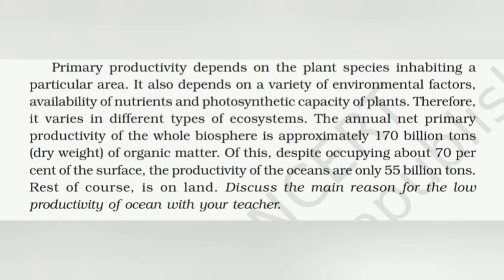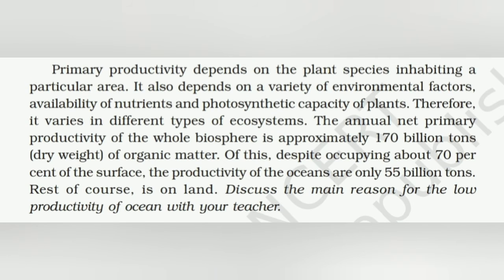Primary productivity depends on the plant species inhabiting that particular area. It also depends on a variety of environmental factors, availability of nutrients and photosynthetic capacity of plants. Therefore, it varies in different types of ecosystem. The annual net primary productivity of the whole biosphere is approximately 170 billion tons of dry weight of organic matter. Of this, despite occupying about 70% of the surface, the productivity of the oceans is only 55 billion tons. The rest, of course, is on the land.